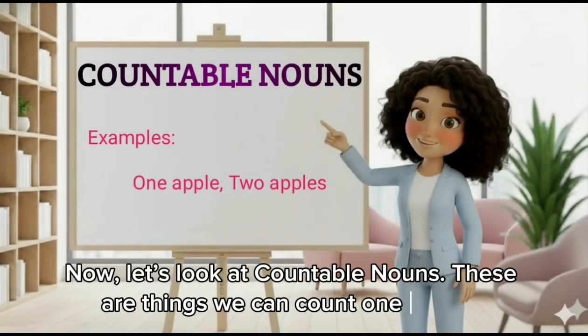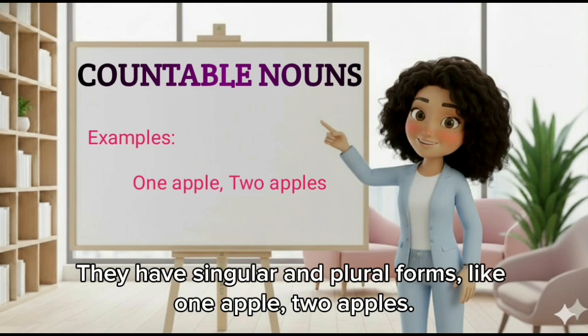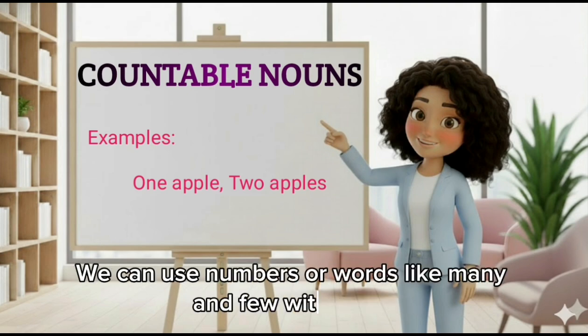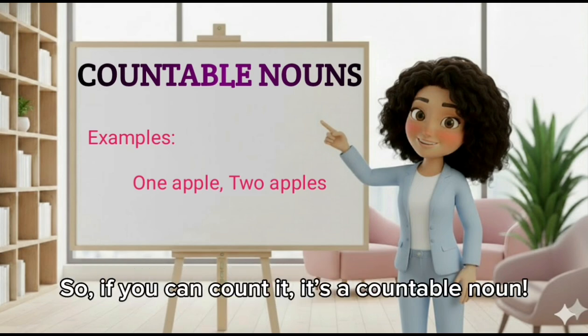Now, let's look at countable nouns. These are things we can count one by one. They have singular and plural forms, like one apple to apples. We can use numbers or words like many and few with them. So, if you can count it, it's a countable noun.